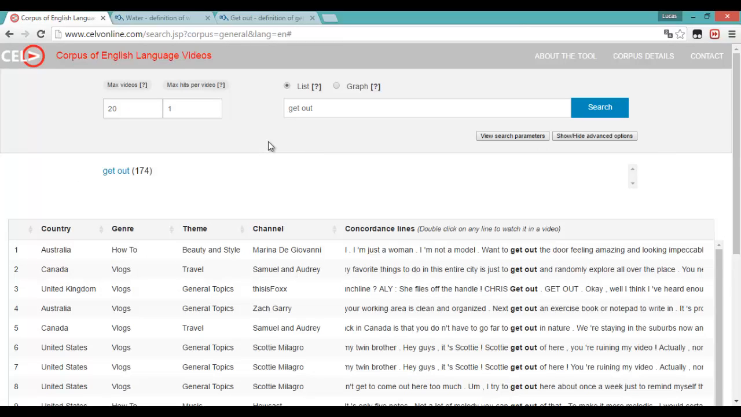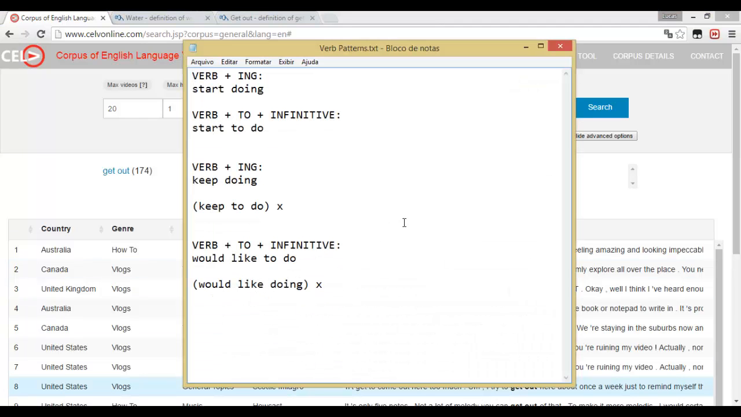The third application we will look at in this video is verb patterns. In English, when using two verbs in a sequence, we can create verb patterns that work differently depending on the verbs used. For example, some verbs can be followed either by an ing verb or by an infinitive verb with to, such as start, which accepts both patterns, start doing and start to do.